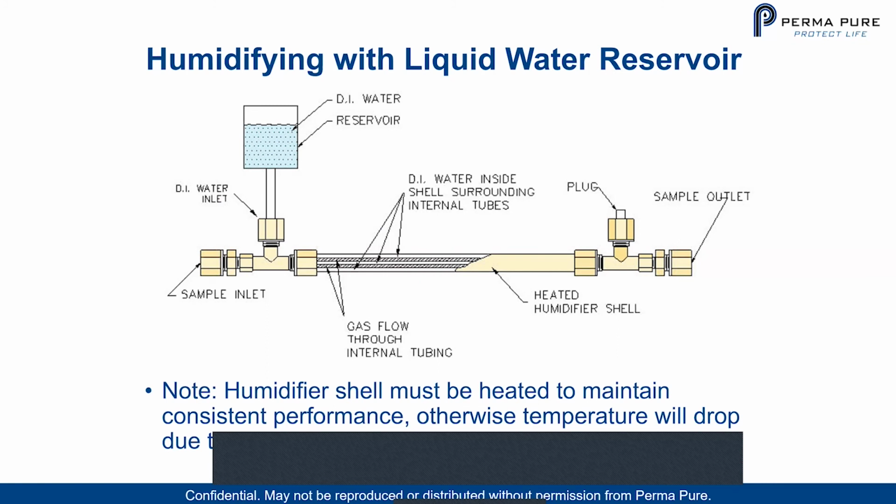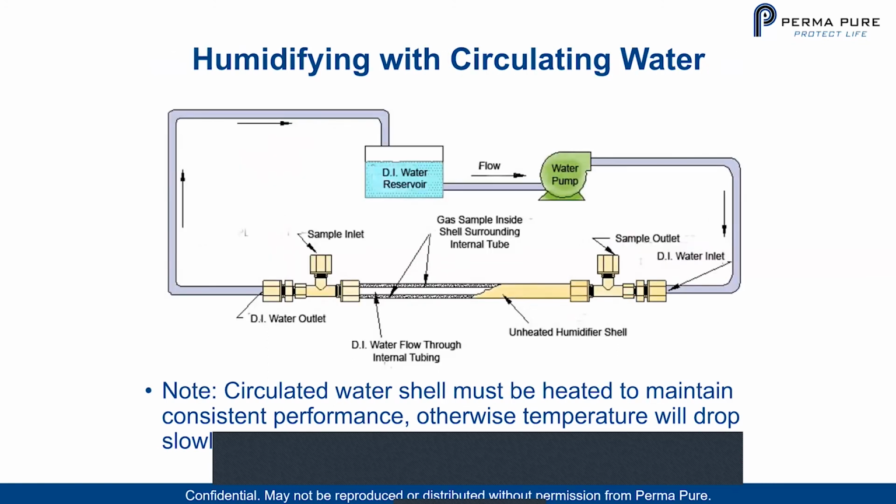What I like better is humidifying with circulating water, where you're heating the water and circulating it fast enough. I think the rate is something like 1/10 to 1/4 of the flow of the gas stream. You circulate the water through the humidifier, on the outside of the tube, with the sample inlet on the inside of the tube. This gives you the best performance.